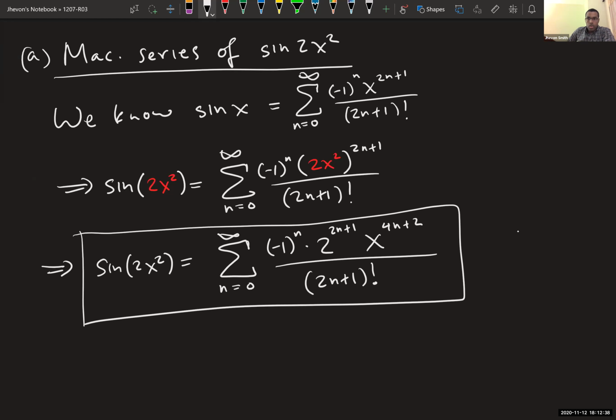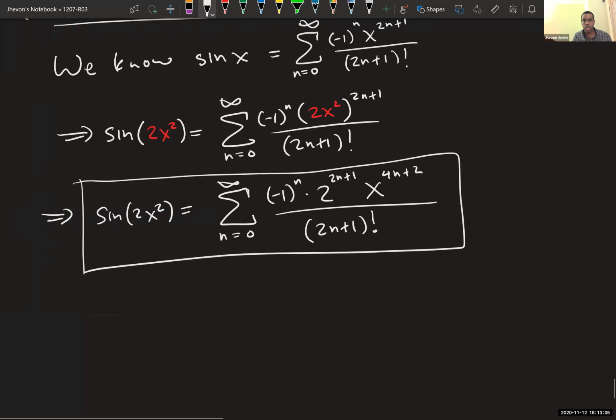So by knowing, and this is a sine function, you should know by heart what the Maclaurin series for a sine function by itself looks like. And then you can actually just manipulate that. In the same way that if I knew 1 over 1 minus x, I could easily figure out 1 over 1 minus x squared. It just means everywhere I saw x, I now put an x squared. So the same idea can apply here. So that is what part A would look like.